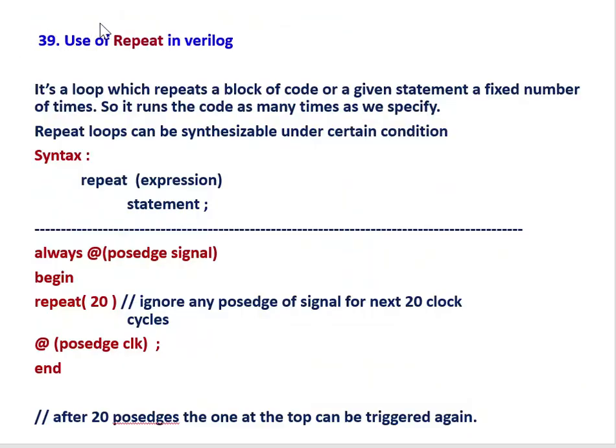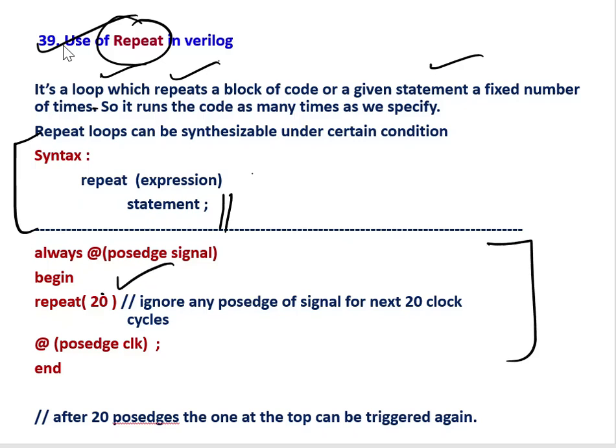The next one: how to use repeat in Verilog, or what is repeat? It is a loop which repeats a block of code or a given statement a fixed number of times. It executes the code as many times as we specify, so the repeat construct in Verilog acts as a loop. This is the syntax: repeat, expression, then statement. This is one example: repeat 20 means whatever statement is written inside will be repeated 20 times.